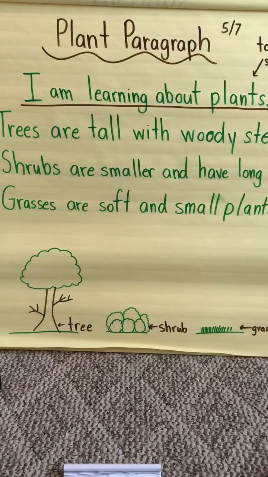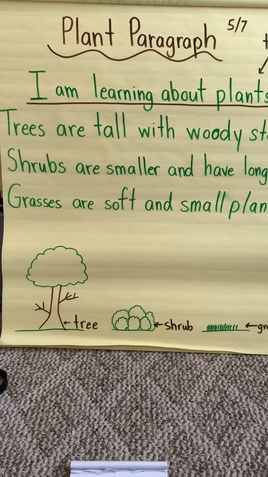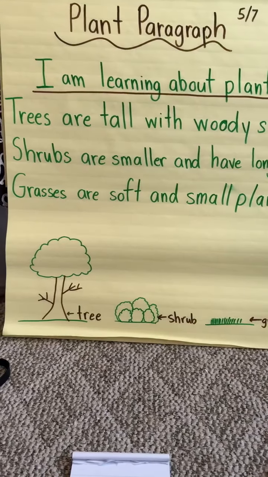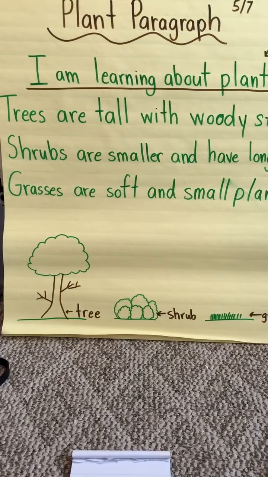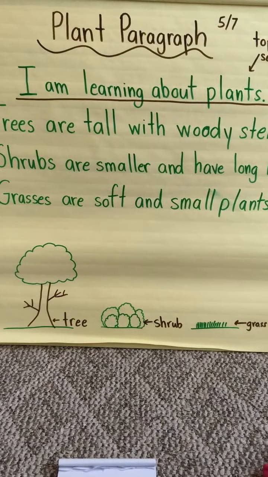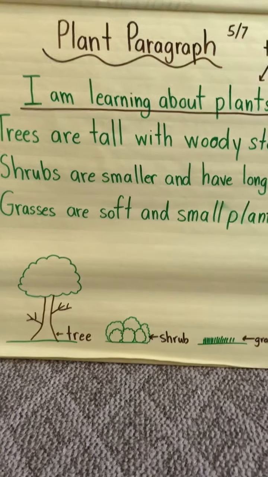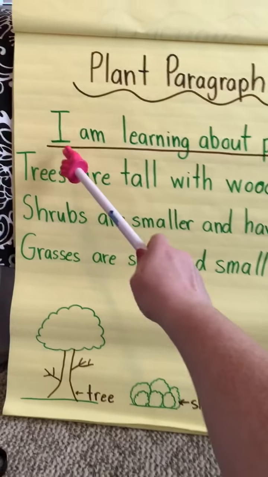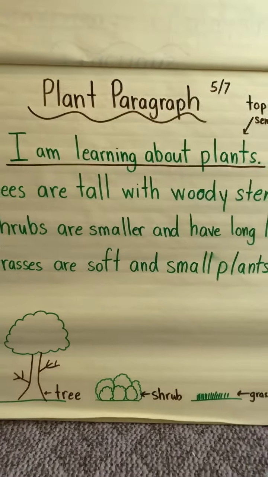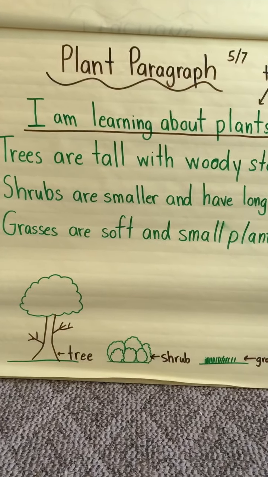So my paragraph is going to be about plants. And I'm going to be talking and writing about different plants that I've learned about. This week we learned about trees, shrubs, and grasses. So instead of just starting to write, the topic sentence kind of gives the reader an idea of what you're going to be writing about. So my topic sentence says, I am learning about plants. That way, you know what you're about to read. You know what I'm about to start writing.